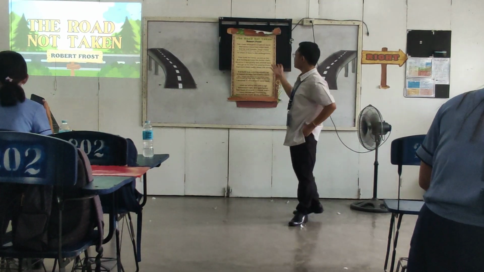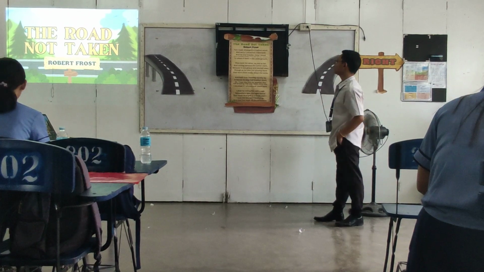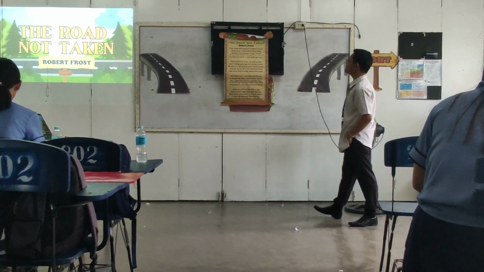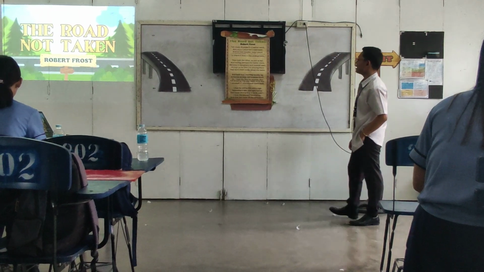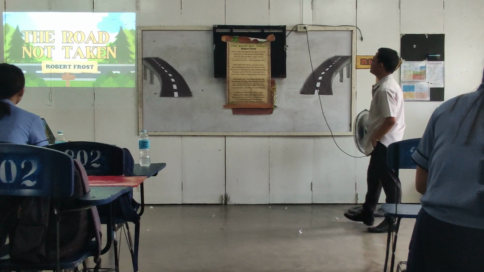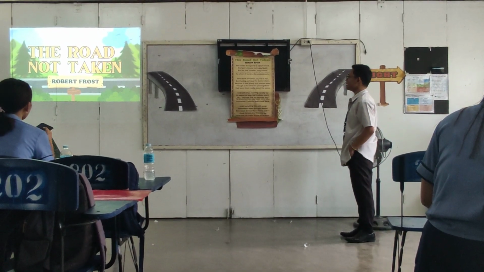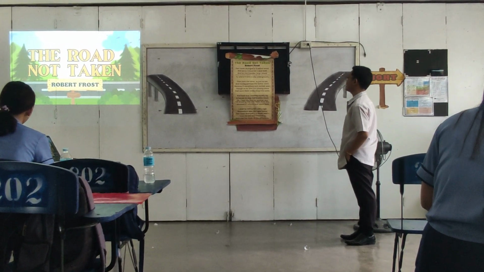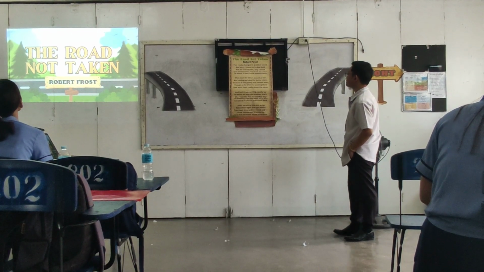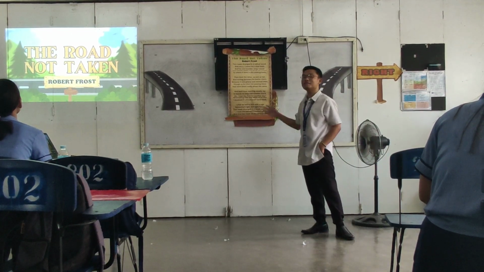So, allow me to first read the first stanza. The Road Not Taken by Robert Frost. Two roads diverged in a yellow wood, and sorry I could not travel both, and be one traveler, long I stood, and looked down one as far as I could, to where it bent in the undergrowth. So kindly continue the reading of the second stanza.